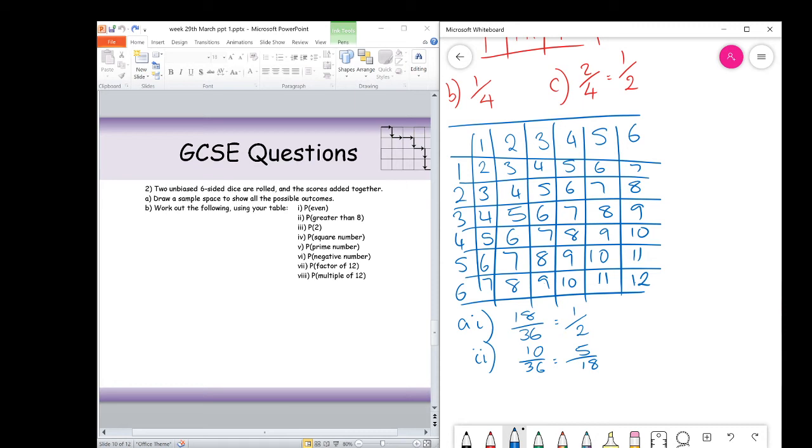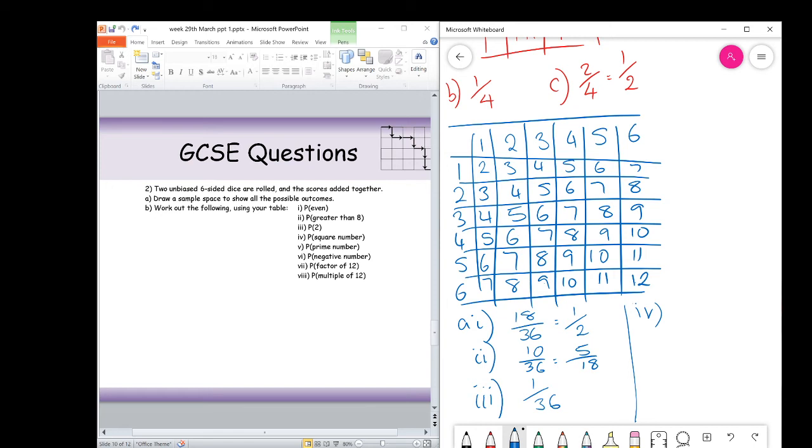Right, question 3. The probability is 2. Well, there's only 1, so 1 out of 36. And then IV. The probability is a square number. So we've got to think about our square numbers. So 1 times 1 is 1, so 1 is a square. 2 times 2 is 4, so 4 is a square. 3 times 3 is 9, so 9 is a square. And then 4 times 4 is 16, but it's not big enough. So I'm only looking for 1, 4 and 9.